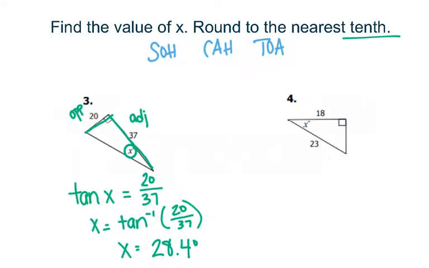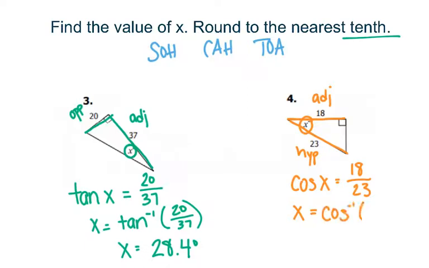Okay, if you look at number 4, I'm looking at x. 23 is my longest side, that's my hypotenuse. And 18 is touching x, so that's my adjacent side. The only trig function that deals with adjacent and hypotenuse is cosine. So the cosine of x is equal to adjacent over hypotenuse. And then because we're finding the angle, we're going to do inverse cosine.